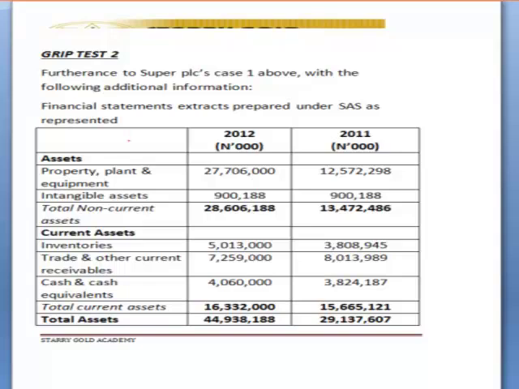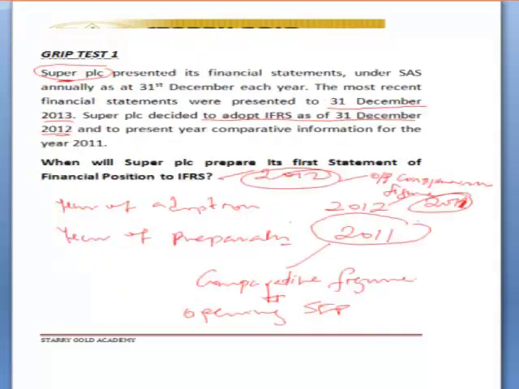Furtherance to Super PLC's case 1 above with the following additional information. Now from our definition of application of the first group test, which is identifying the period in which the reporting entity is able to adopt IFRS, we were able to establish that the first IFRS statement that this entity is going to present is 2012. However, it has to present a comparative figure in 2011.